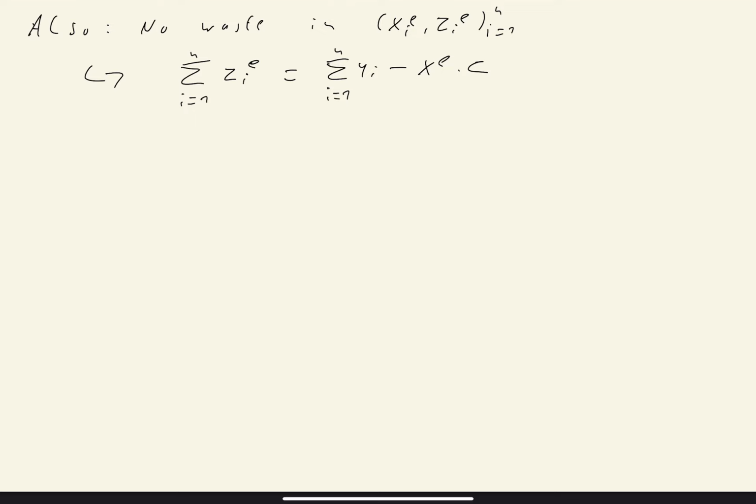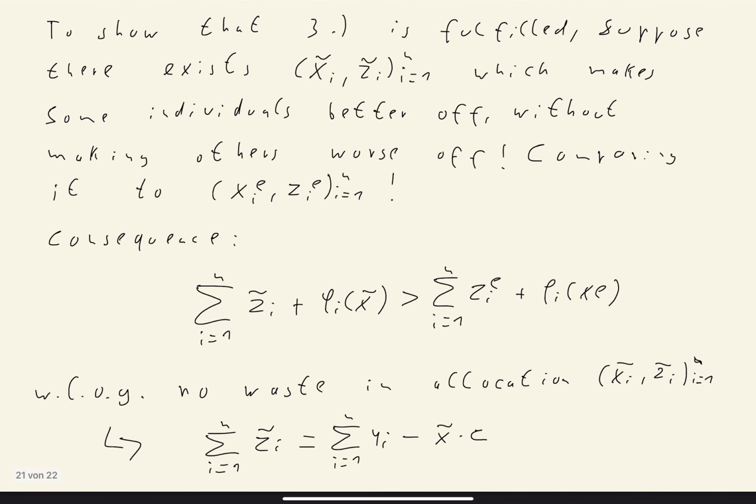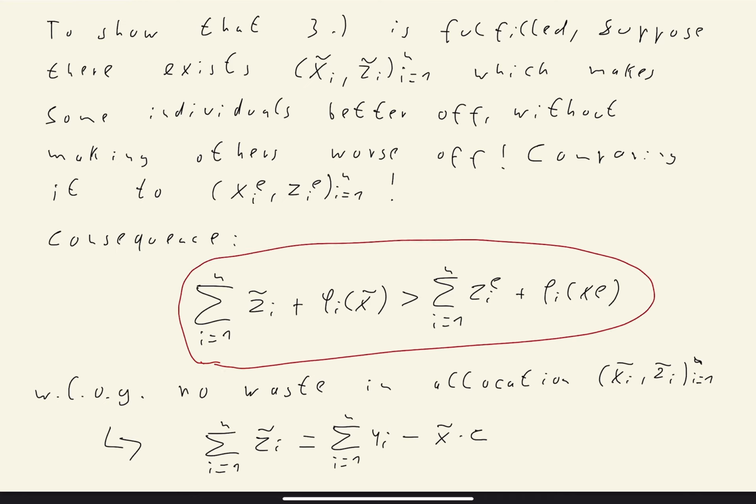Okay, so why is this useful? Well, the plan is basically to show that this inequality leads to a contradiction. That's the idea of the proof by contradiction here. So what we need to do is make those two terms in the inequality somehow comparable.